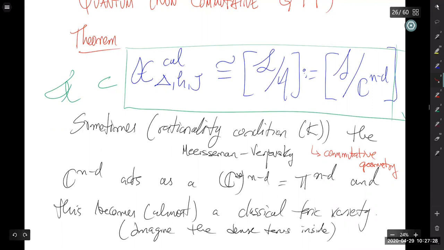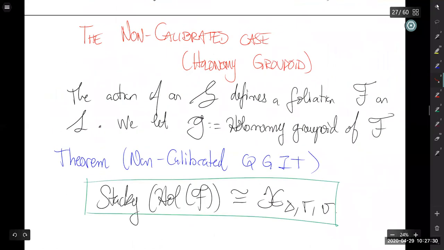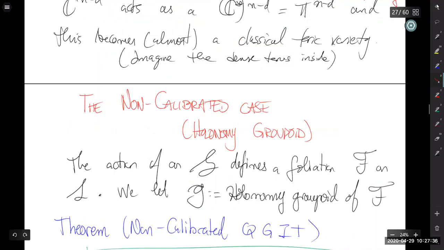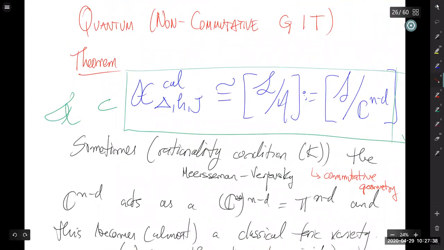So there is another way to think about this geometric invariant theory that is rather beautiful. That is, rather than, remember, this is the calibrated case, and it was very important for us to define the calibrated case so that this geometric invariant theory works in such a clean fashion.